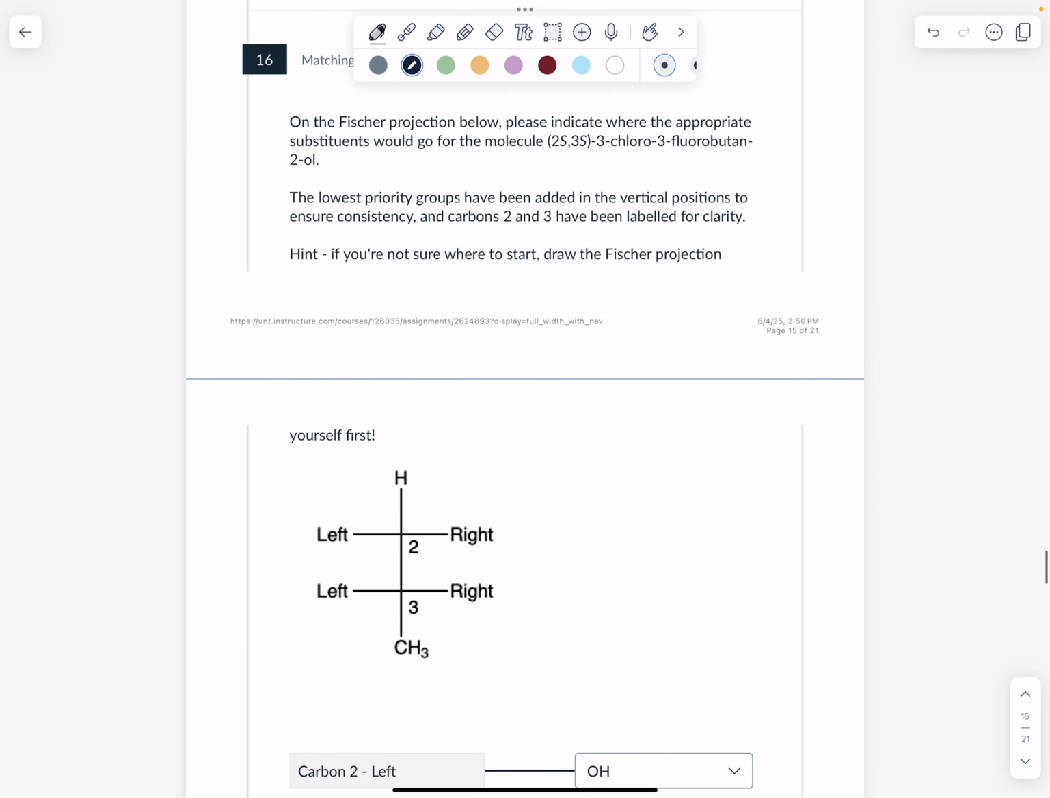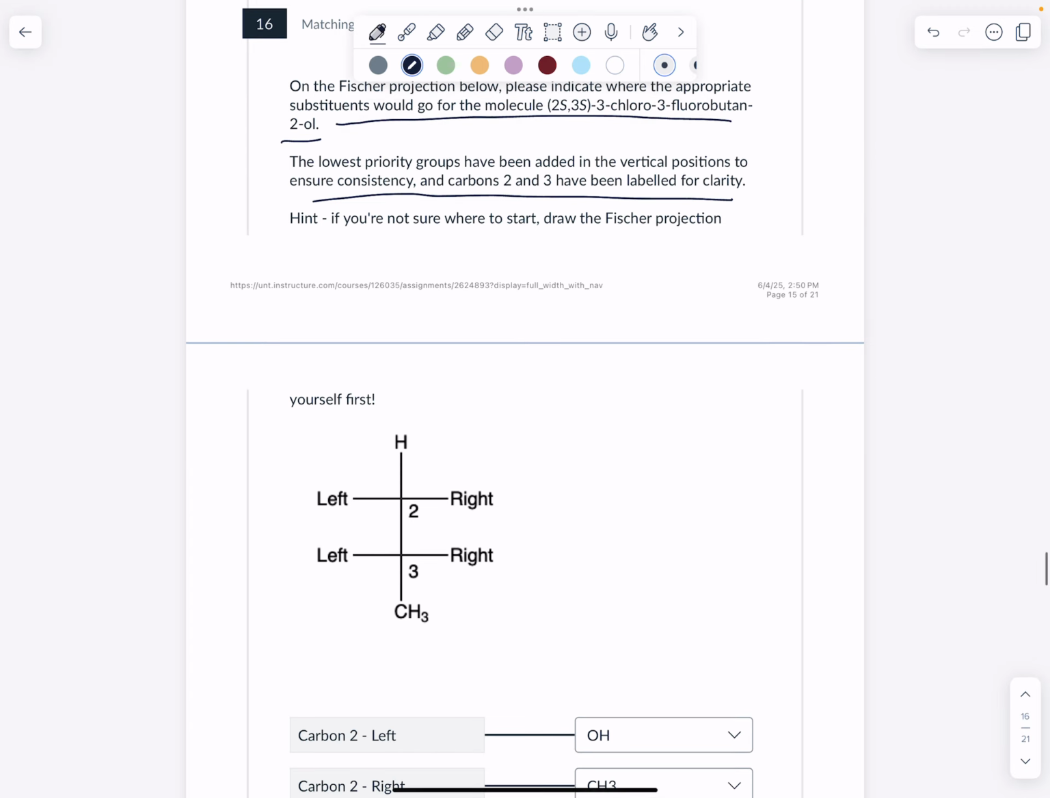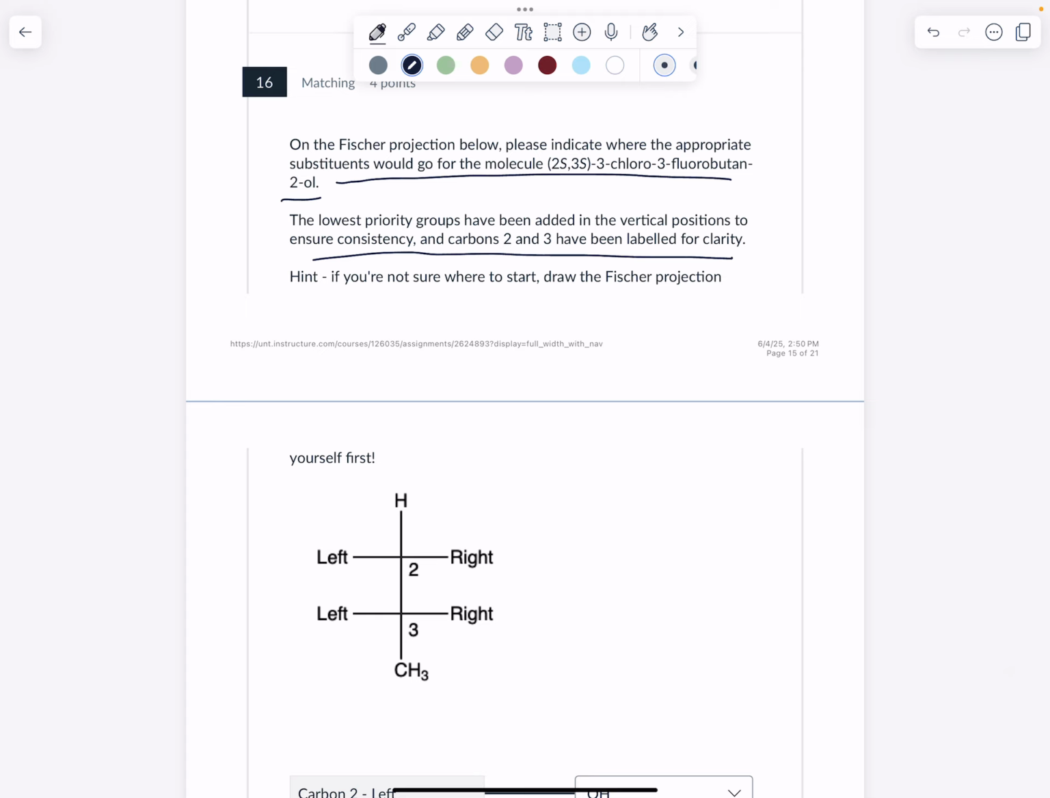Okay, on the Fischer projection below, please indicate where the appropriate substituents would go for this molecule. The lowest priority groups have been added in vertical positions to ensure consistency. Carbons 2 and 3 have been labeled for clarity. If you're not sure where to start, draw the Fischer projection yourself first. Sorry, I ran out of water right when I started this video, and it's getting harder to talk.